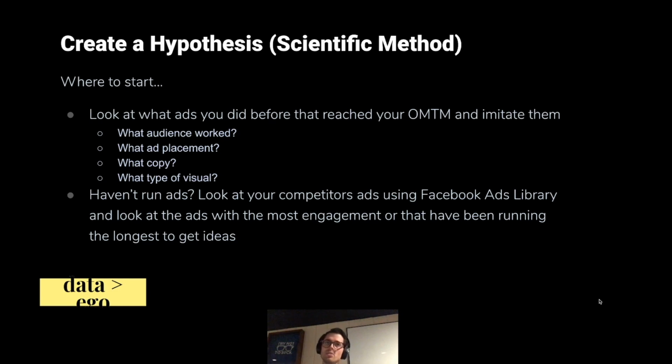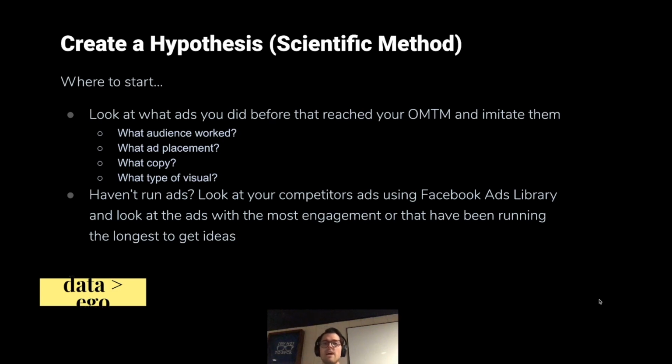If you don't know what that is, Google it. What it allows you to do is see anybody that's running ads on Facebook. You just go into their page in the Facebook ads library and you can see what ads they're running. Go to their pages and see what ads have been on the longest. That's a good barometer of knowing that ad's probably working. It's been on for a year and a half.